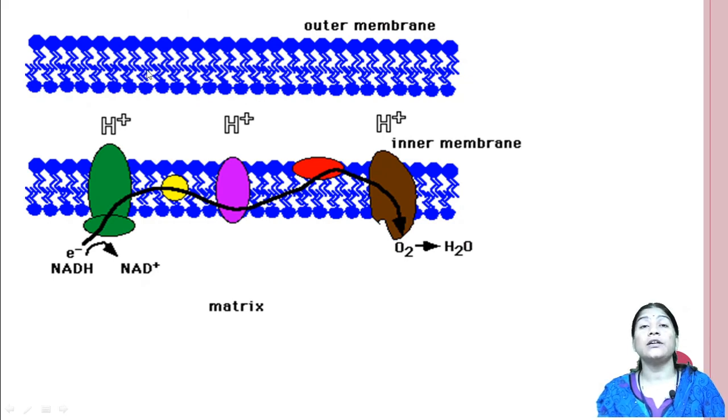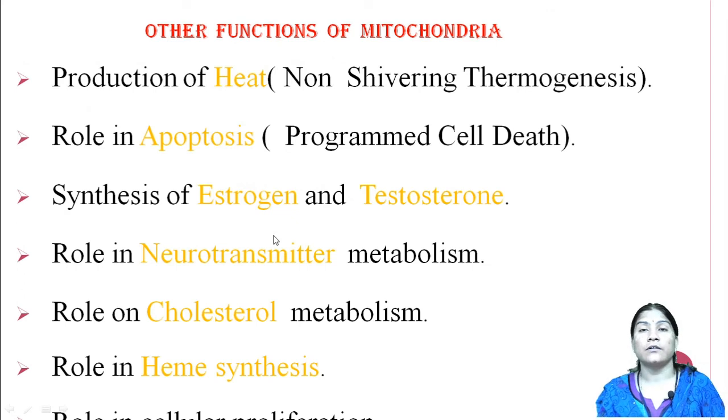So mitochondria is a double membrane bound structure. This is the outer membrane, this one is the inner membrane, and this one is the matrix. These are the three components of the mitochondria. They are the several sites for metabolic reactions. In these components, several metabolic reactions occur.